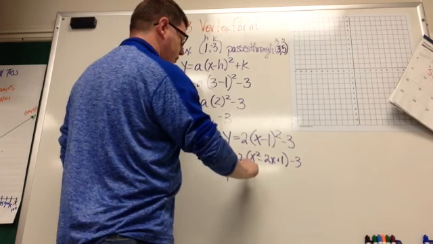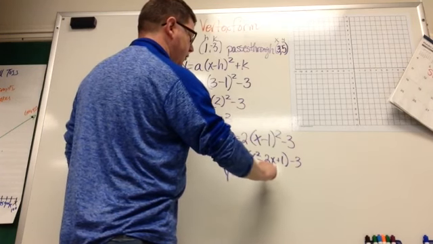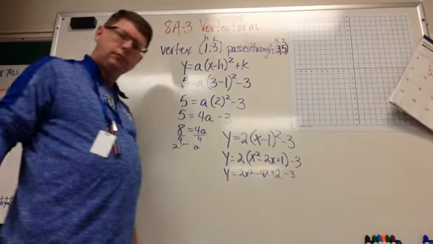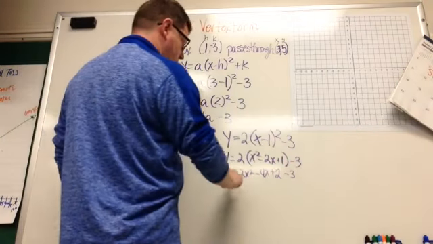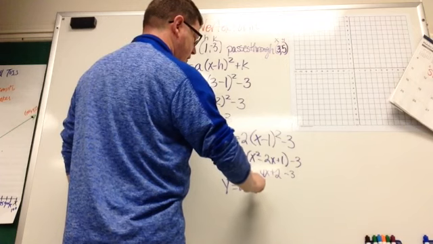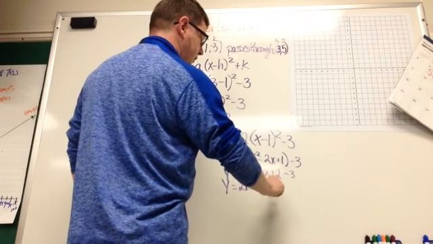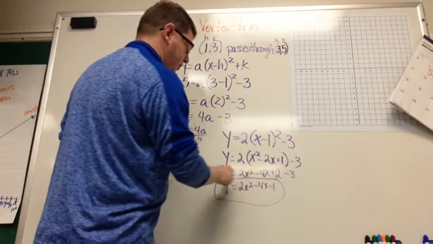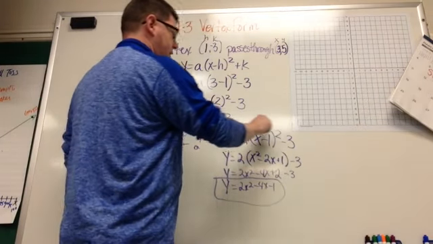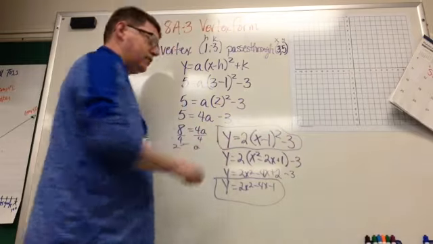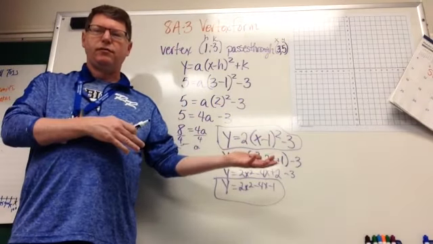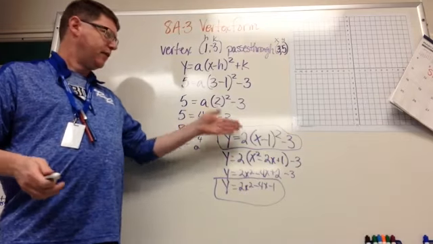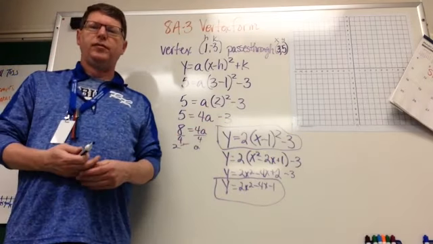y equals 2x squared minus 4x plus 2 minus 3. Combine like terms: y equals 2x squared minus 4x minus 1. This is the equation in standard form. This is the equation in vertex form. Sometimes they'll ask you for vertex, sometimes they'll ask you for standard. If they ask you for standard, you've got to find vertex first and then flip it to standard.